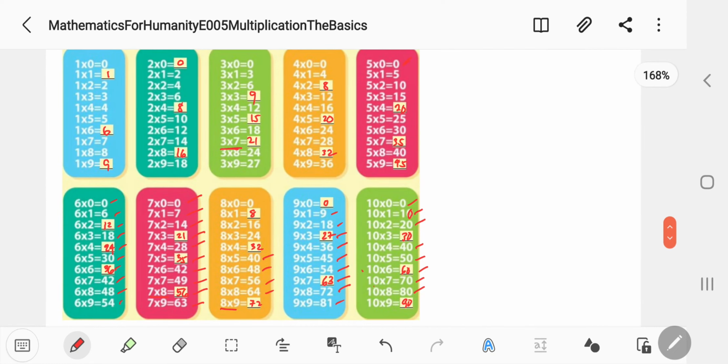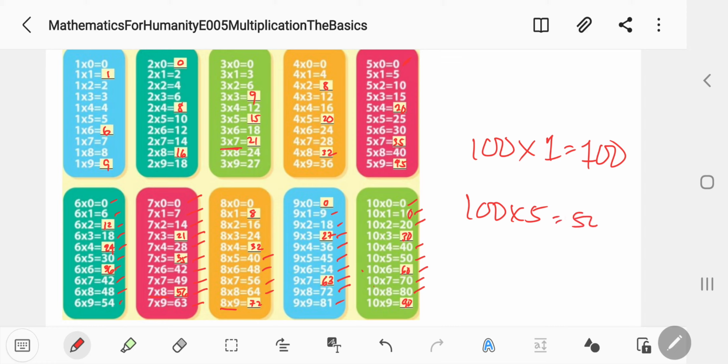Just like for 100 times 1, this is just equal to 100, or 100 times 5, this is just equal to 500. Or if you have 1000 times 42, this is just equal to 42,000. You have 3 zeros there. You just put the 0 on the right side of the numbers.